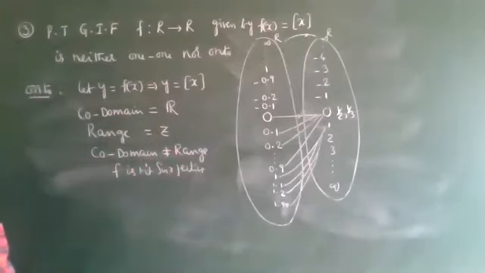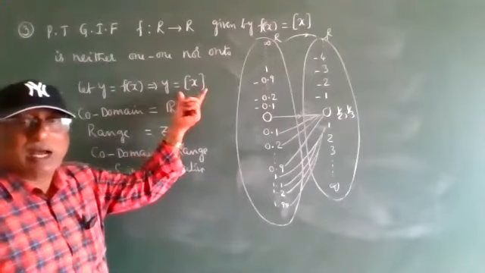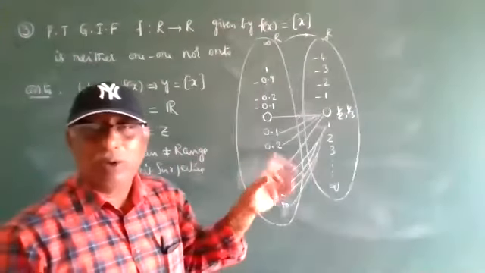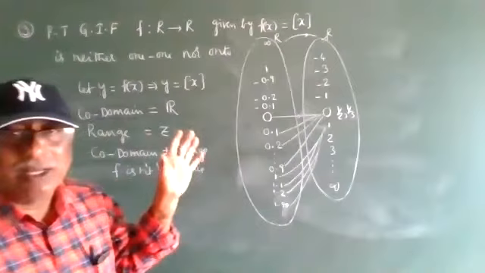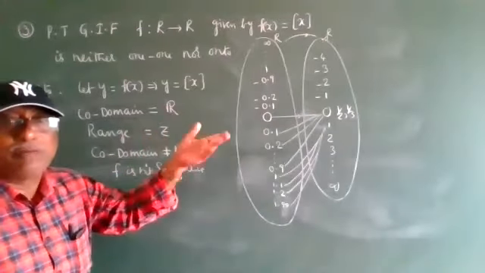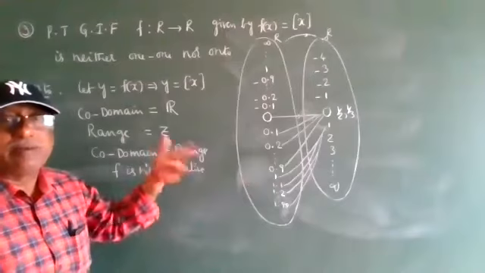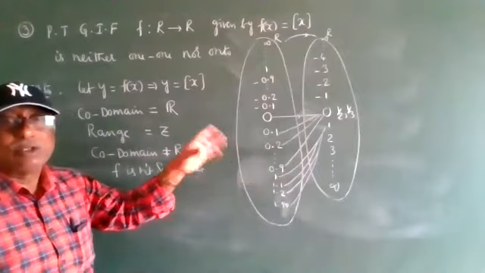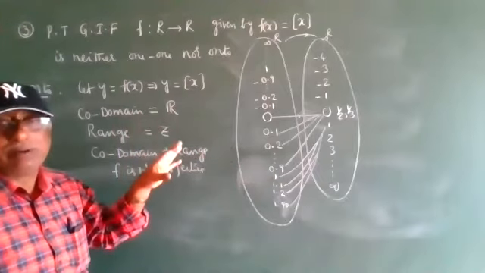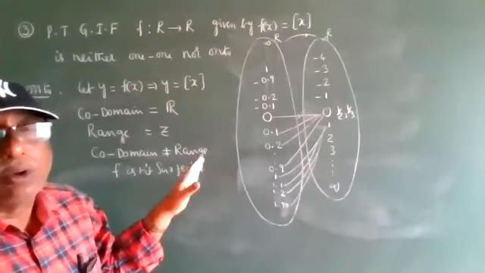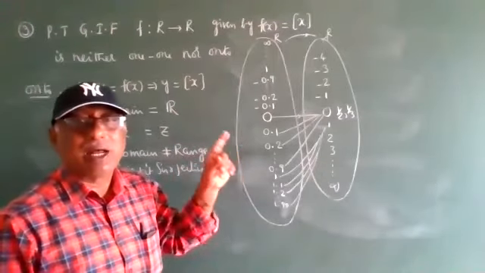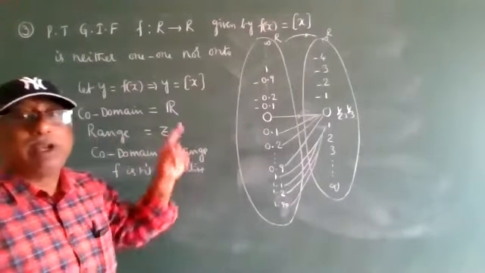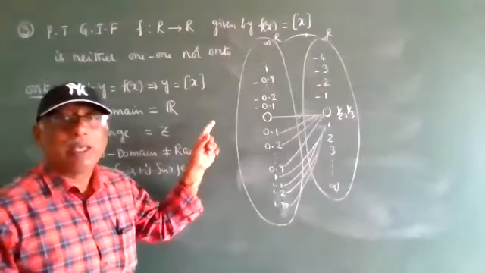So the greatest integer function will always give an integer, no decimals, no fractions. Understand? 0.5 also gives 0, 0.7 also 0, 1.5 also 1, 1.7 also 1. Only integers it will give, no question of decimals. Therefore the codomain and range are not equal. 1 by 2 does not belong to the set.